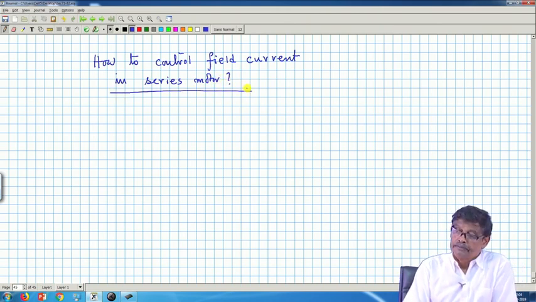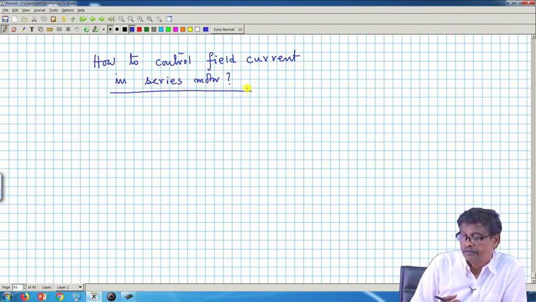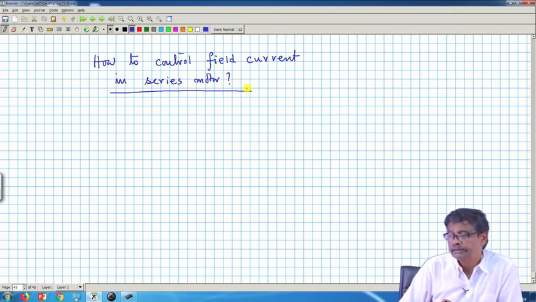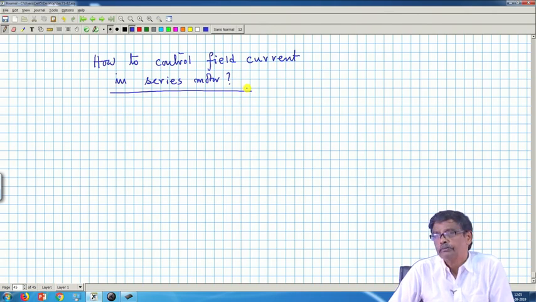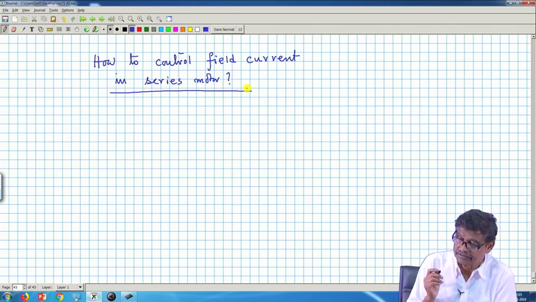Okay. There are very interesting ways of controlling the field current. So, in other words, what I am telling is, is it possible to connect the motors in a slightly different way, so that I will have some say separately on the field current? Let us see one of the things.